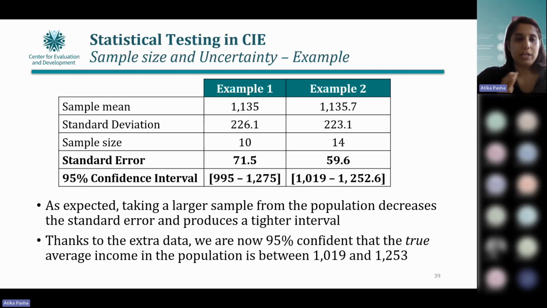So just to recap in general, through the additional 4 observations, while keeping the same confidence level, we reduced our confidence intervals, and are basically able to find a true average for the income of the population within a smaller bandwidth.